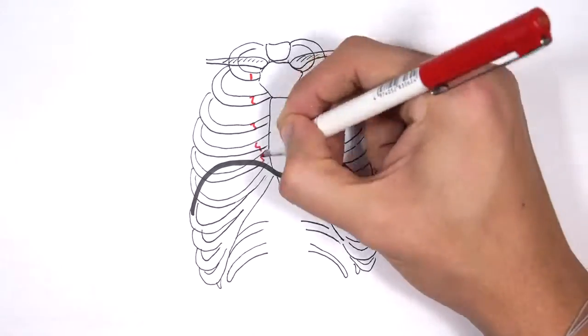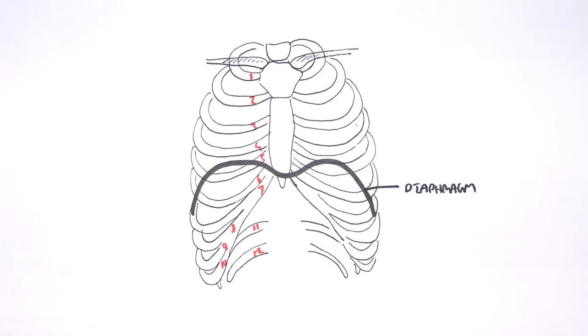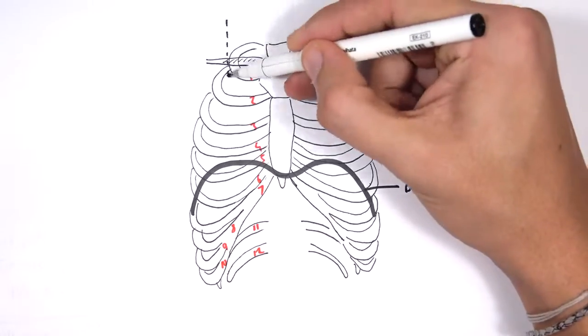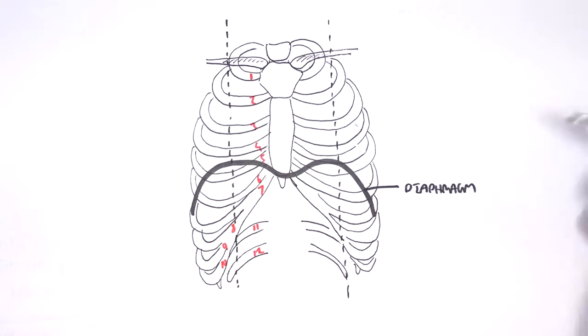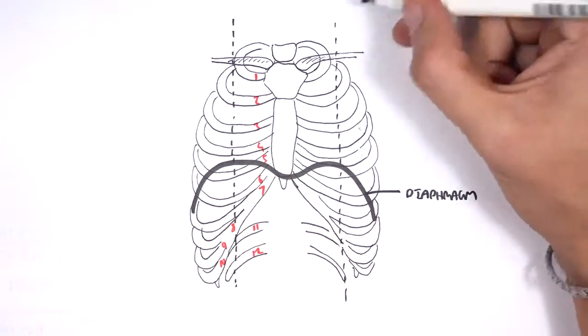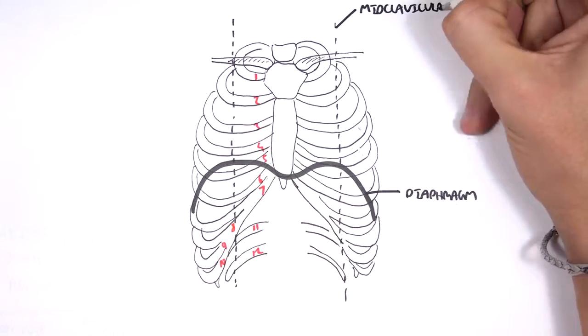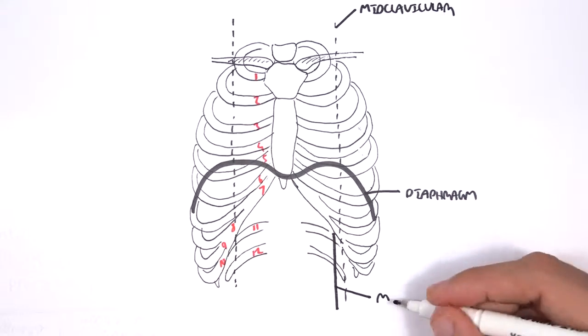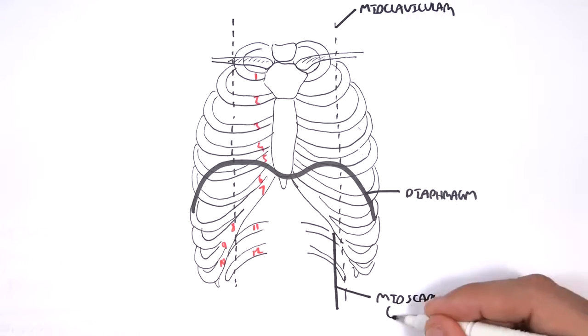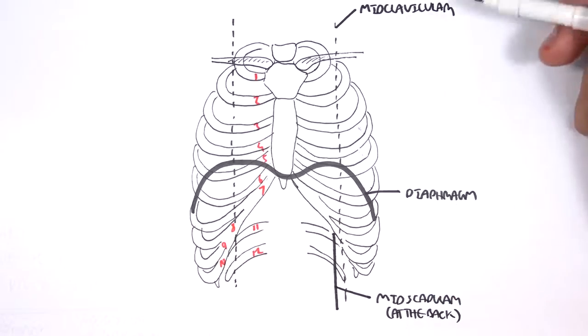Important landmarks to remember is the mid-clavicular, which is essentially the site if we draw a line from the middle of the clavicle down. So this is mid-clavicular. There's also mid-scapular, which is a landmark at the back, the middle of the scapula. The mid-axillary is the landmark for the lateral aspects of the thorax along the armpits.